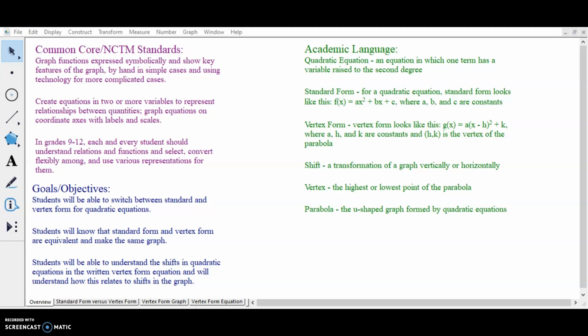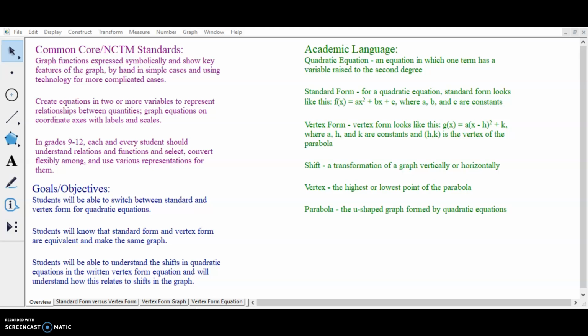The academic language necessary for success in this lesson includes quadratic equation, which is an equation in which one term has a variable raised to the second degree. Standard form, which is for quadratic equations, looks like this: f of x equals ax squared plus bx plus c, where a, b, and c are constants. Vertex form is where g of x equals a times quantity x minus h squared plus k, where a, h, and k are constants, and (h, k) is the vertex of the parabola.